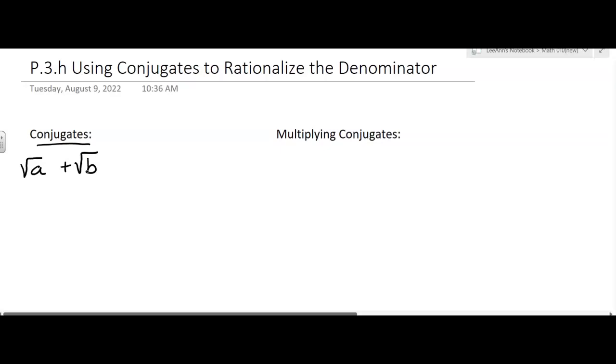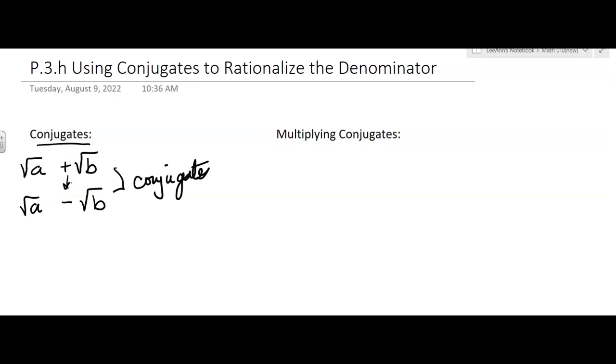A and B are representing real numbers. The conjugate would be the same thing, square root of A, only minus the square root of B. Those are considered conjugates. So they're not opposites because they're not both negative, right? Okay, so you're just changing the addition sign to a subtraction sign. And so that's what we mean by conjugate. Now you could say, well, what if I had the subtraction sign, then you'd change it to an addition sign.